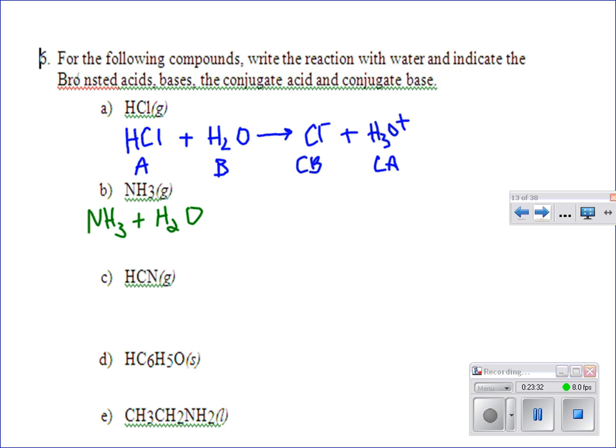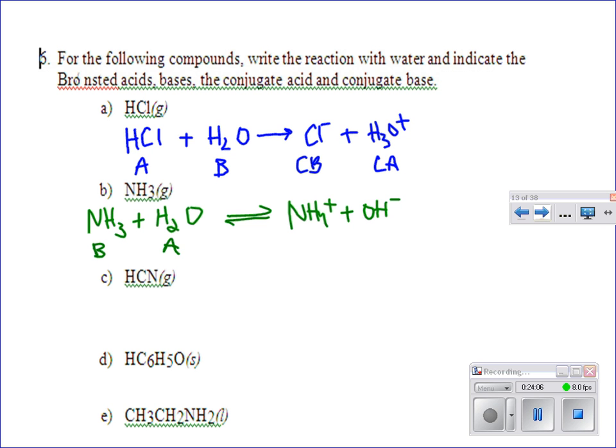What's ammonia going to be compared to the water? Ammonia is going to be the base, the water is going to be the acid, because water is amphoteric. Is ammonia strong or weak? Weak. It's one of my most famous weak bases, okay? And since that's a base, it's a proton acceptor, so what do we make? NH4 plus OH minus.